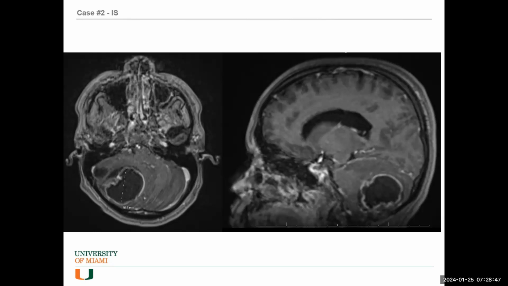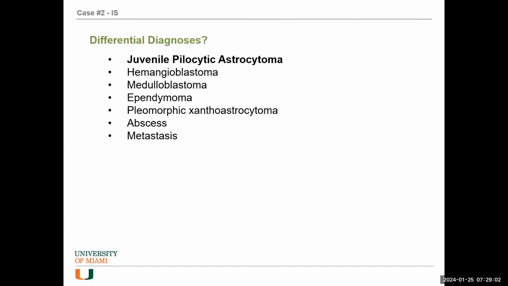Yeah. But then obviously you have these younger women. So JPA, hemangioblastoma, possibly a met, but unlikely given her age. Consider the atypical presentations of things like ependymomas, medulloblastomas, etc. And like you mentioned, abscess is a good one. She didn't clinically look ill, so it's likely lower in your differential, and otherwise labs were normal. Perfect.